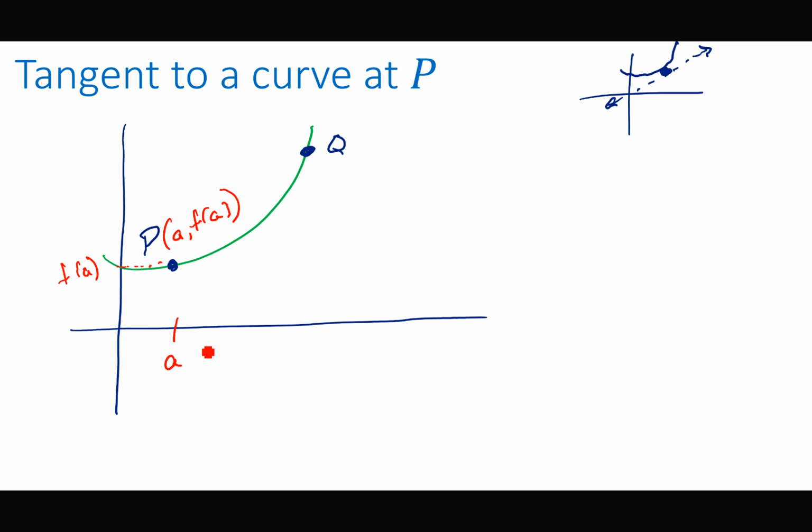Now from A on the x-axis, I'm going to go some distance that I'm going to call h. I'm going to move some distance to the right from A, and that gets me to a new x-coordinate that I'm going to call A plus h. So if I was at A and I went some distance h, it's A plus h. The y-coordinate then of Q is f of A plus h. So Q has an x-coordinate of A plus h and a y-coordinate of f of A plus h.